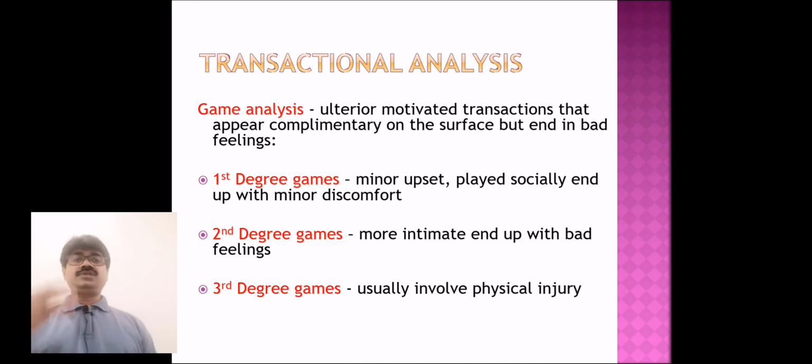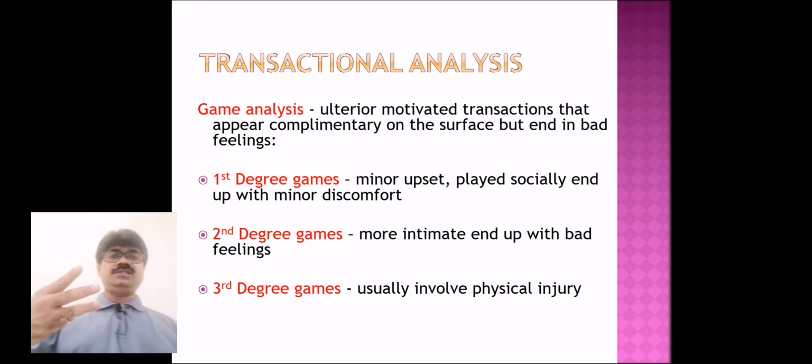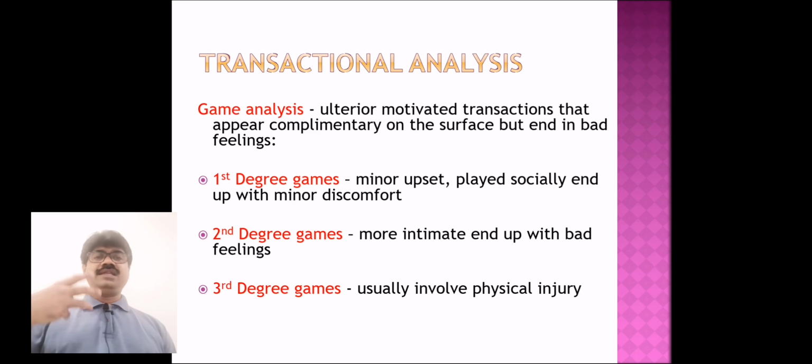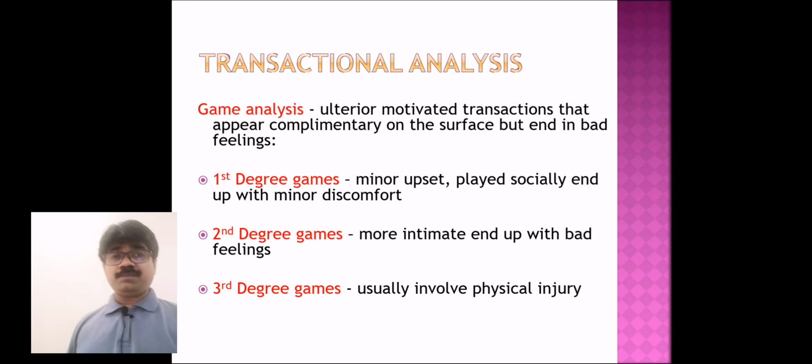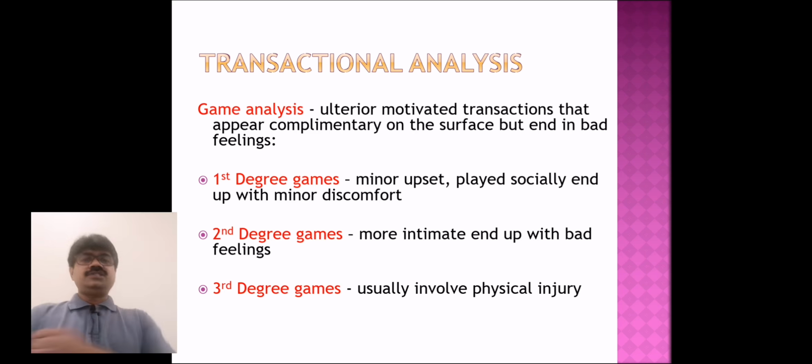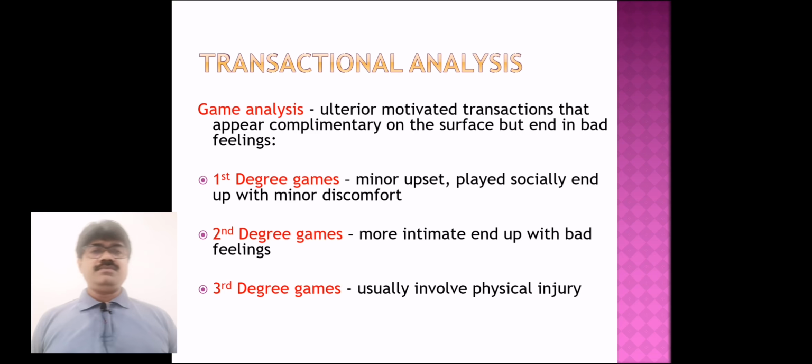Now there are three levels, or three degrees, of game analysis, games played by people. People play games. They have something in mind, but they say something else. That is a game. Their intention is different. They behave like a child, but their intention is different. For example, somebody says, oh, come on, you are not going to do anything to me. He is behaving like a child, but in between he has told something very serious.